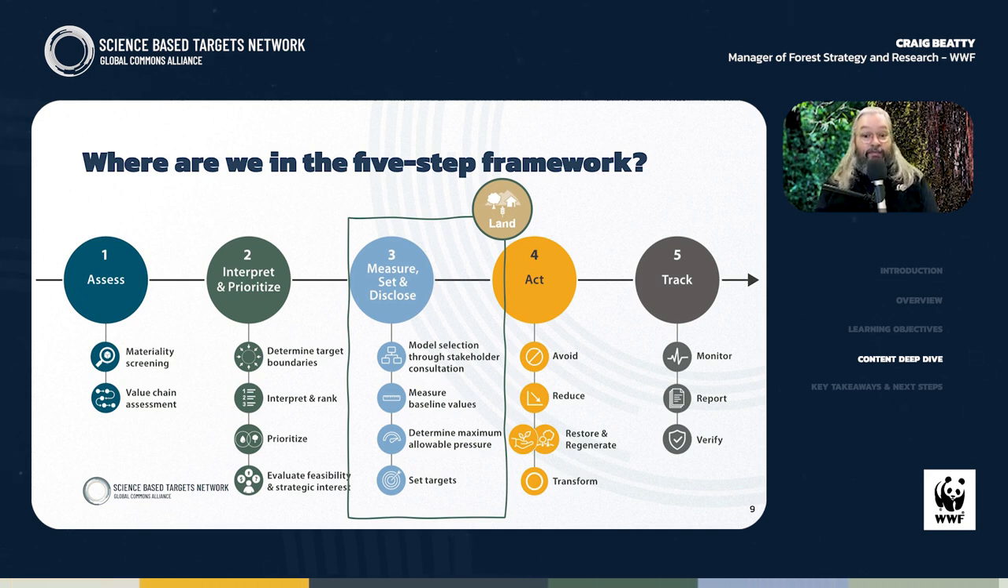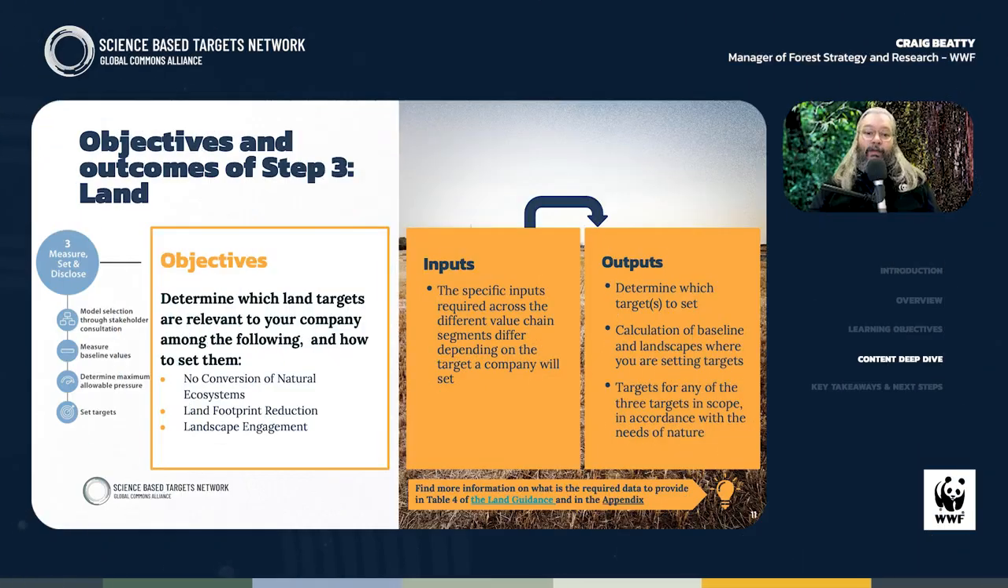It provides the guidelines for companies to set location-specific and science-based targets for land. In a separate module, we'll cover Step 3 for freshwater. This module will allow you to determine which land targets a company should set and how setting land targets works. As mentioned earlier, the land methods cover 3 targets: no conversion of natural ecosystems, land footprint reduction, and landscape engagement.